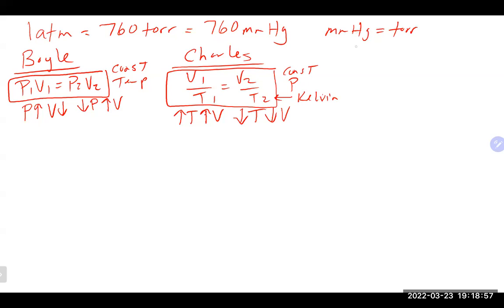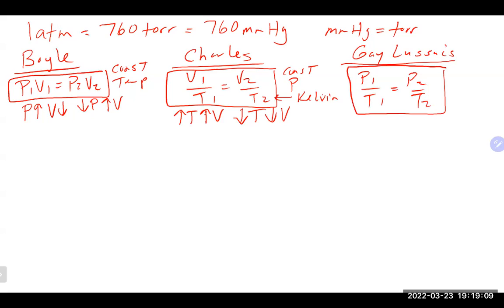A similar one that we looked at was Guy-Lussac's law. And that is our P1 over T1 is equal to P2 over T2. This is at constant volume here. And again, here the temperature obviously does need to be in Kelvin. Same situation here, except that our volume will not change in this case. So our volume is fixed, so we don't get that adjustment of the volume.